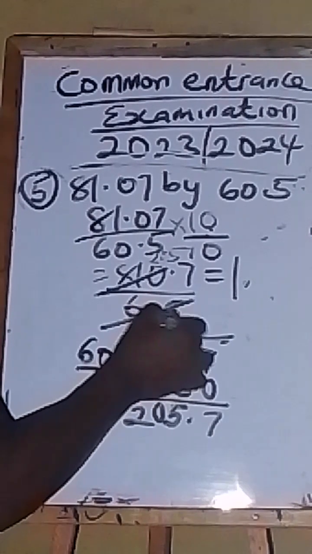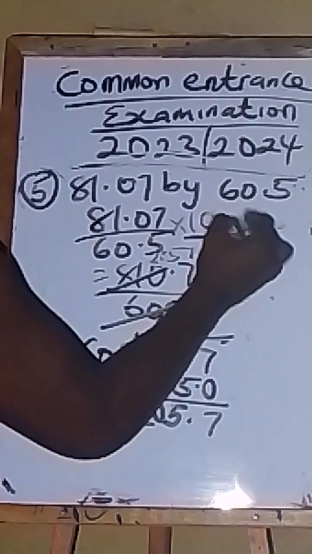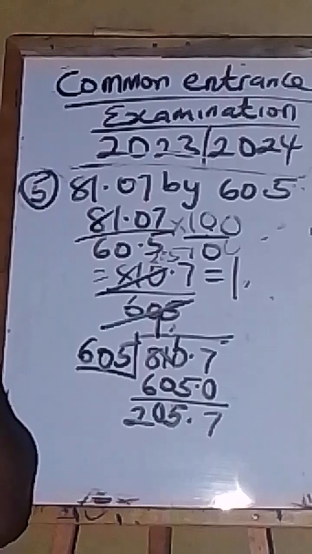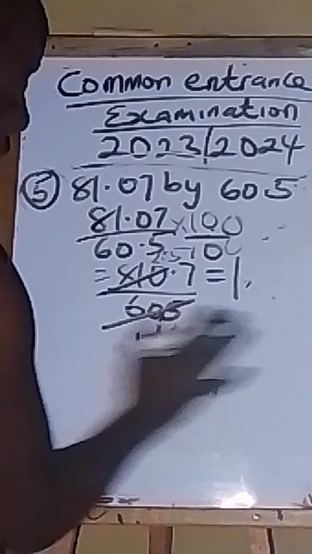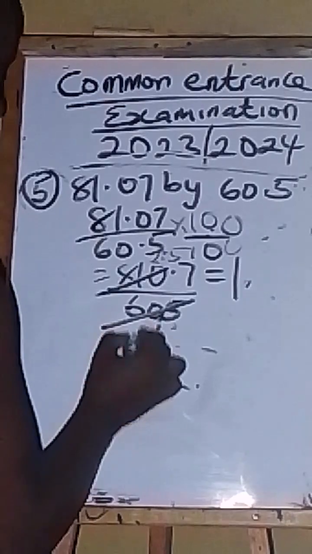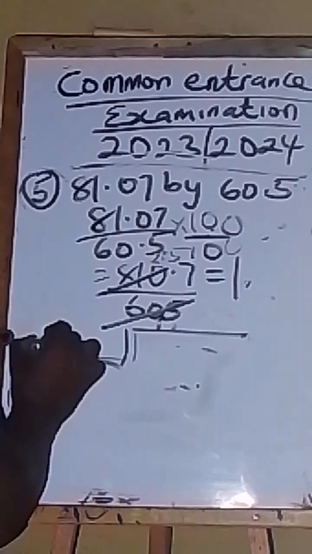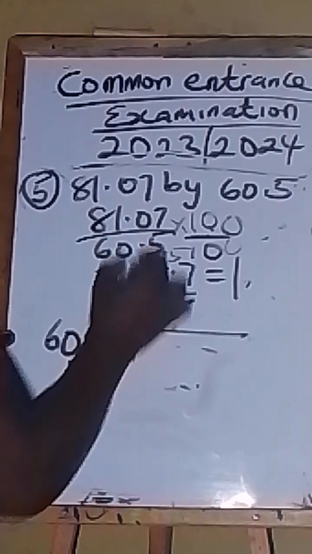When you put points, or from the start, if it's confusing, you can decide to multiply this by 100, and multiply this by 100. This is another way of doing it. If the points will be so confusing, you multiply by 100, then this will give us 605. You move it twice.